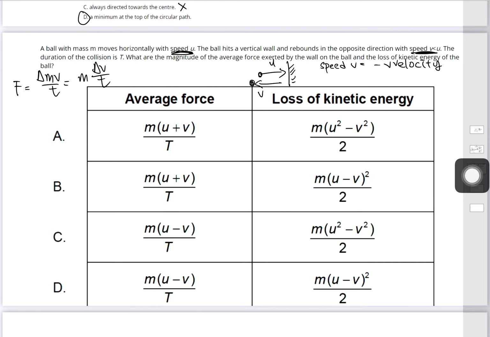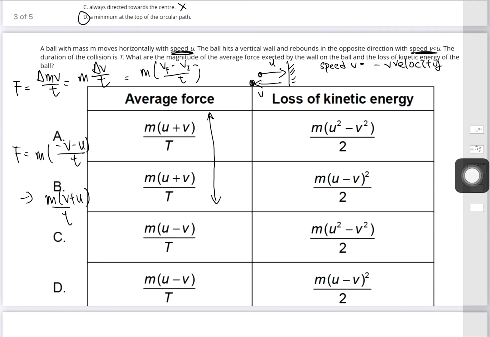Applying this, we get m times v final minus v initial over t, and we will get that F would be m times negative v minus u over t. Because it's asking for the magnitude, we get that it is m times v plus u over t. So therefore, it will be these two cases.